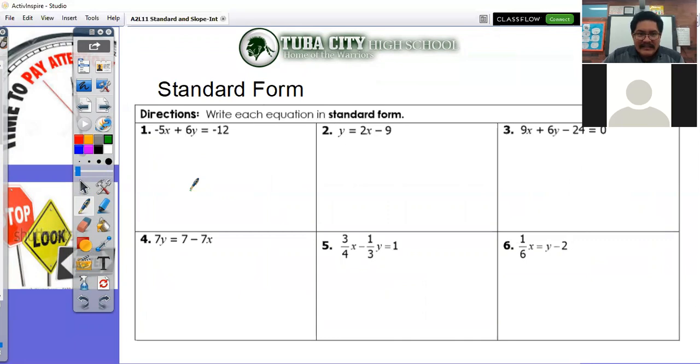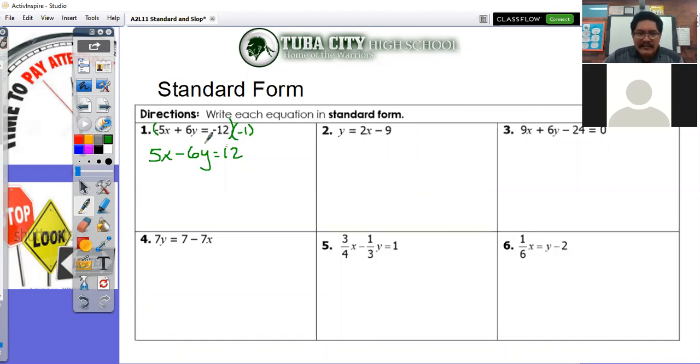Write each equation in standard form. With this first one here, we have to check and make sure that we follow all the rules for standard form. A in this case is negative, so we have to make it not negative. Let's multiply everything by -1. That's basically just going to flip the sign of everything. So negative 5x is going to be positive 5x. Positive 6y is negative 6y. Negative 12 is going to be positive 12. So there you go. Now my A value is positive.